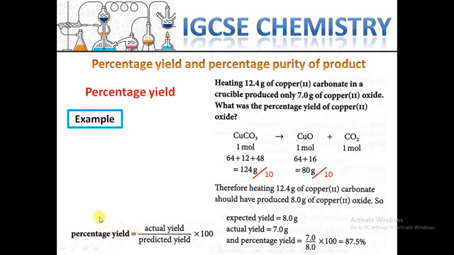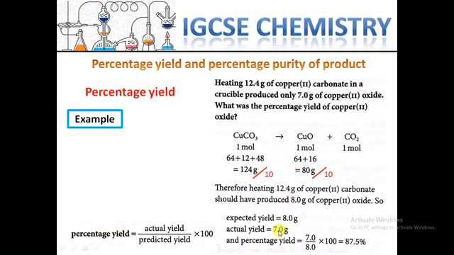So we use this equation as I said in previous slide. So expected yield, the question said what percentage yield of copper oxide, that means this one. Okay, we are going to this also. Now we are not looking for CO2 or this one. Expected yield is 8. Okay, this one, that means we calculate, it's theoretical. Actual, that means in real, is 7 as the question said.